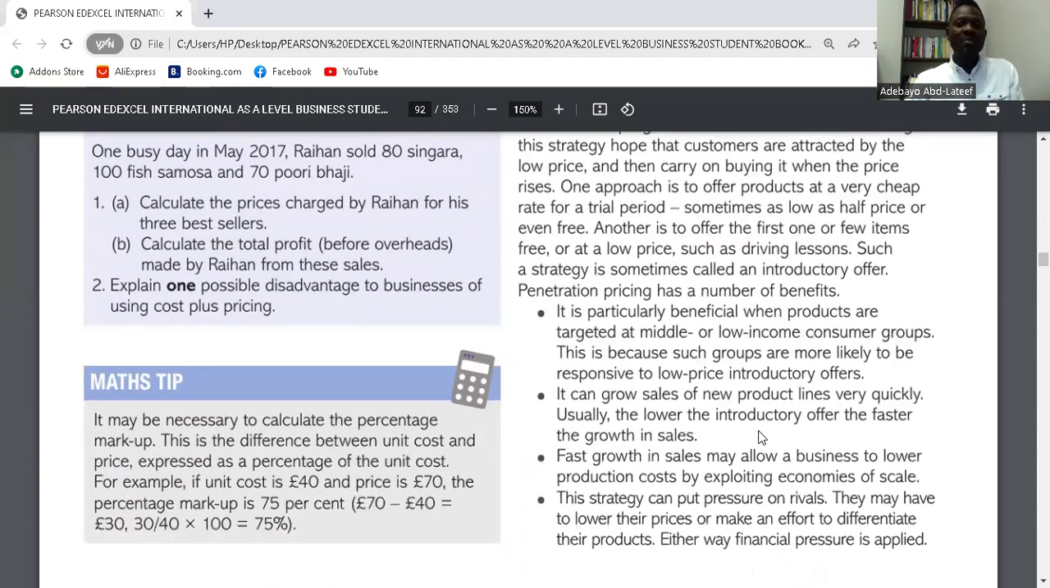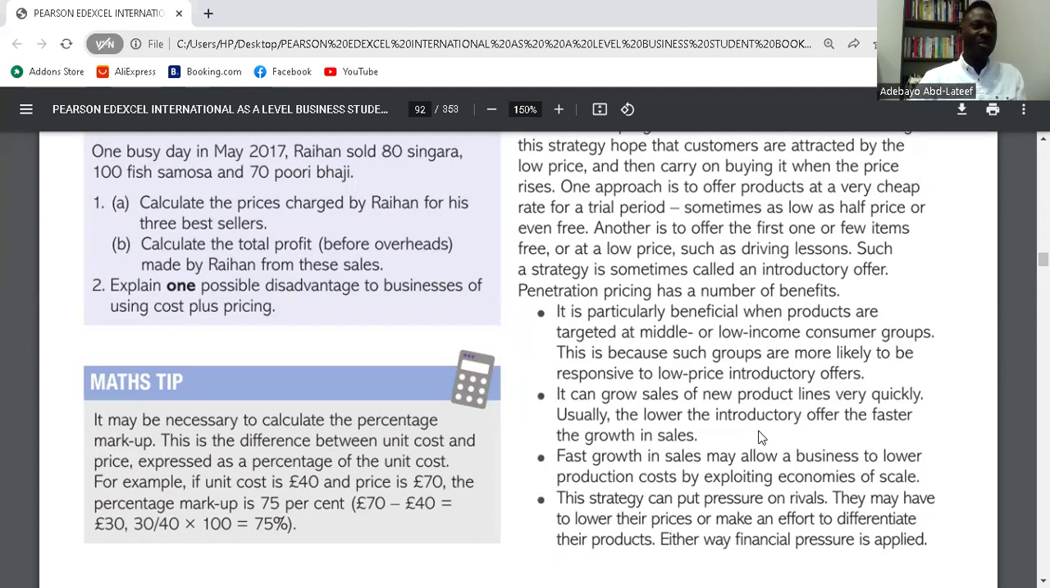One, it is particularly beneficial when products are targeted at middle or low-income consumer groups. This is because such groups are more likely to be responsive to low-price introductory offers. So one of the advantages is that it can target low-income and middle-income earners, because these kinds of people mostly think about price. So if you are charging them a lower price, then they will be willing to test the product.